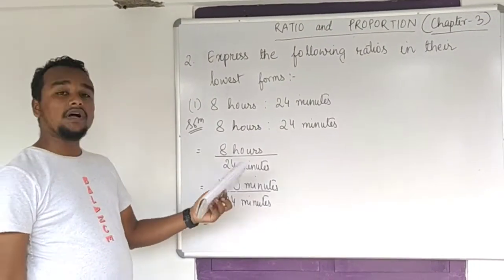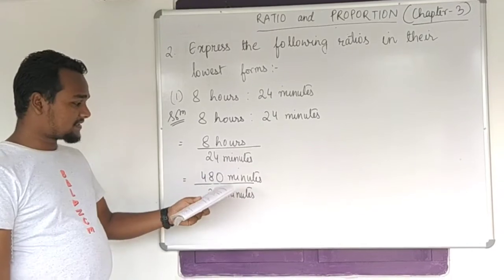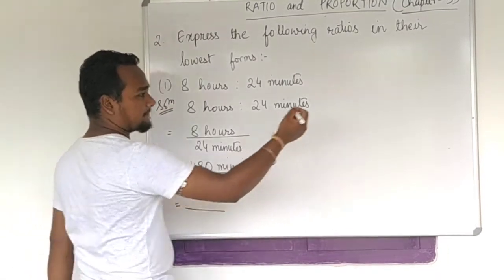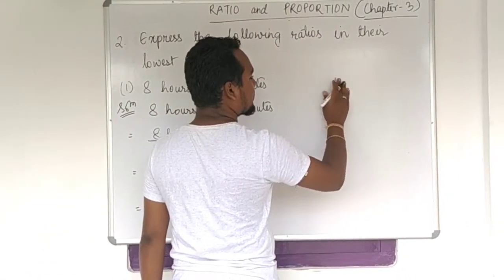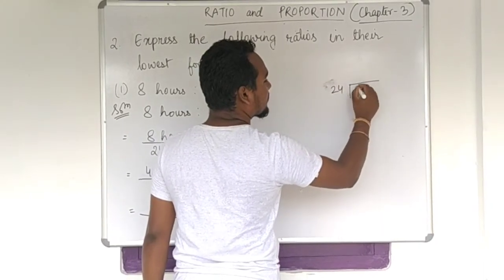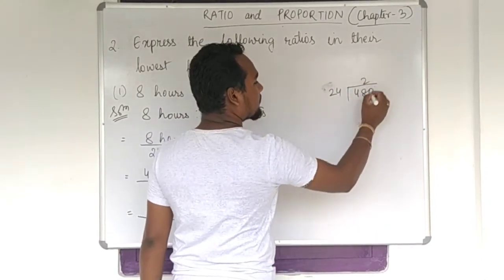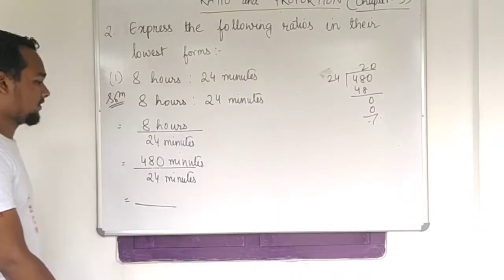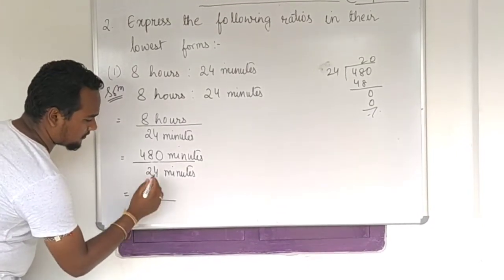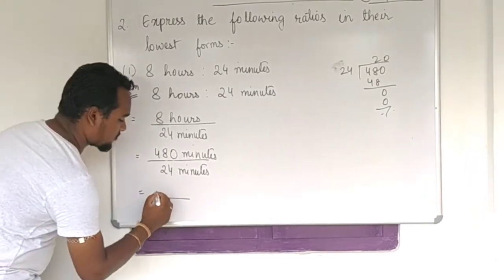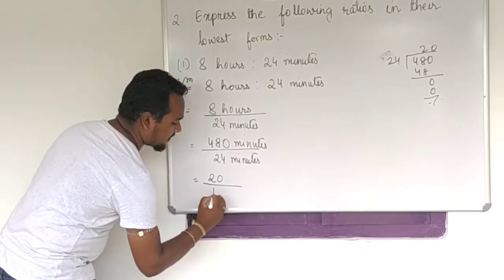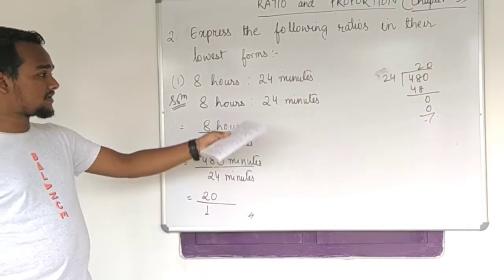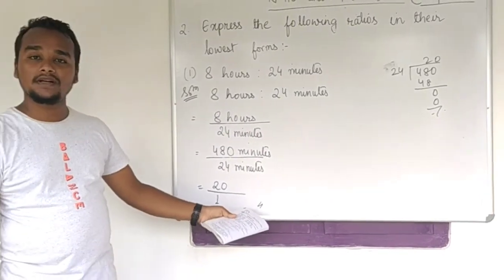In the next step, we are going to cancel out the common terms between the numerator and the denominator. So 24 and 480. Let me just do a division here. 24 into 2 is 48. So 24 can completely divide 480. So what will remain here? 20, and here it will remain 1. So this 20:1 is the conversion of the ratio into its lowest term.